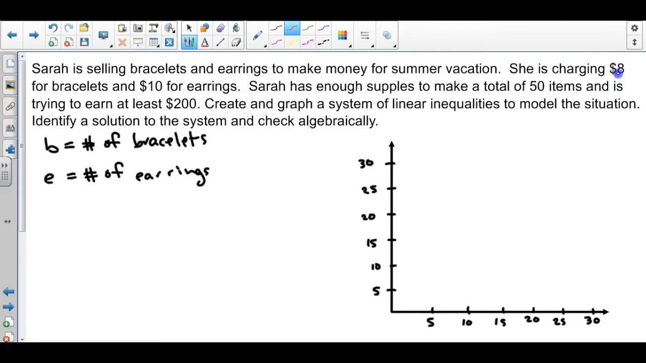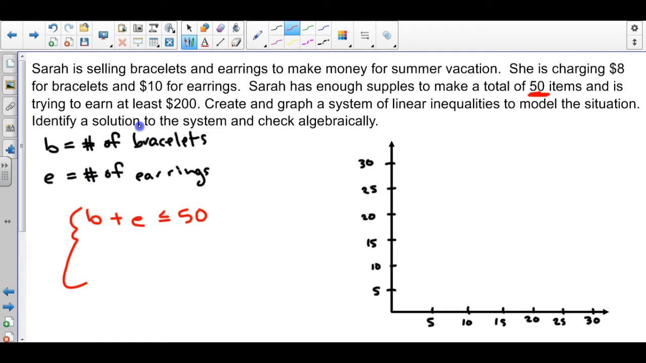The first inequality we're going to create is going to focus on the fact that she can make a total of 50 items. So she can't make 51 items. She can make 40 items because it's under the 50. So that means that a combination of the number of bracelets plus the number of earrings has to be less than or equal to 50. And that's one of my inequalities.